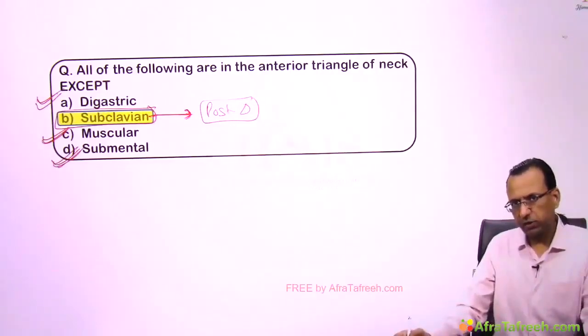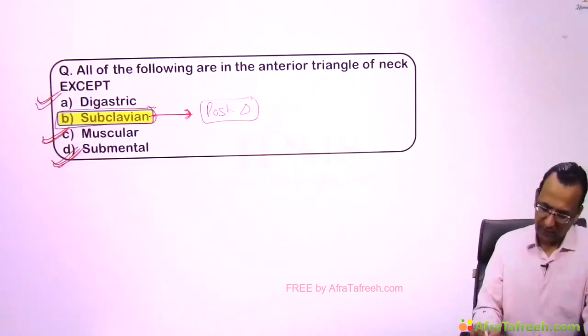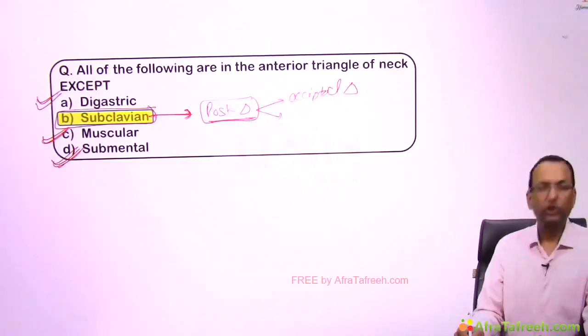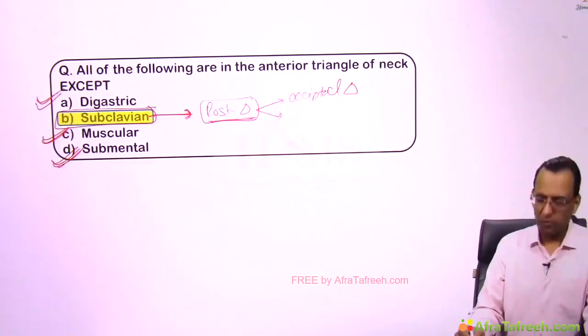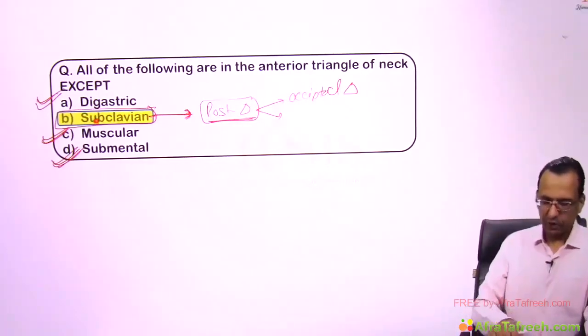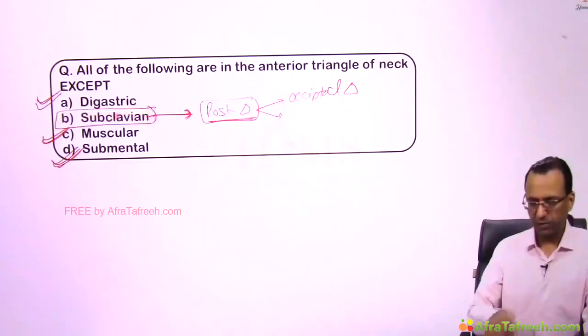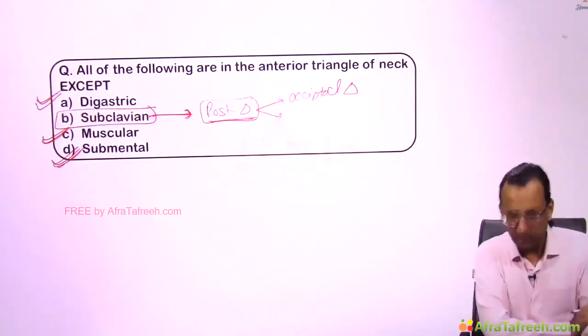And who is posterior? Posterior triangle has two parts. And what are the two parts? There is an occipital triangle and there is subclavian triangle. Okay, so this one, yes. So posterior triangle has two parts. One is the occipital triangle and the other subclavian. Yes, that's why you took this answer. Because it is not anterior, it is posterior.